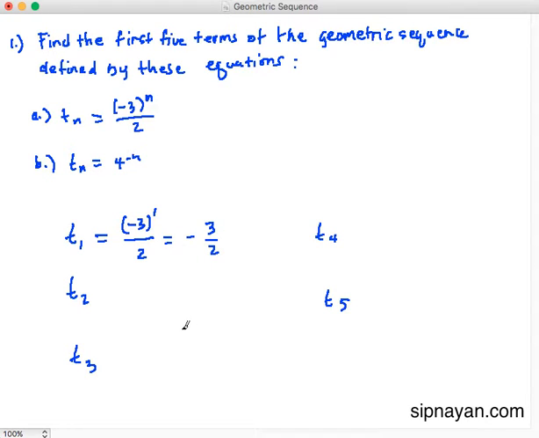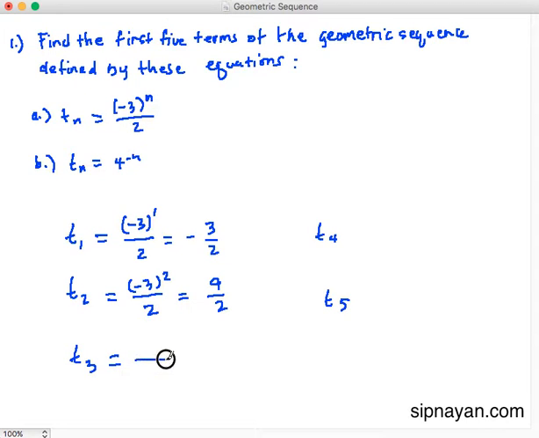No? Next, we have t sub 2. We have negative 3. Ang n natin dito ay 2. We have negative 3 squared over 2. So, negative 3 squared is negative 3 times negative 3, which is 9. And then over 2.